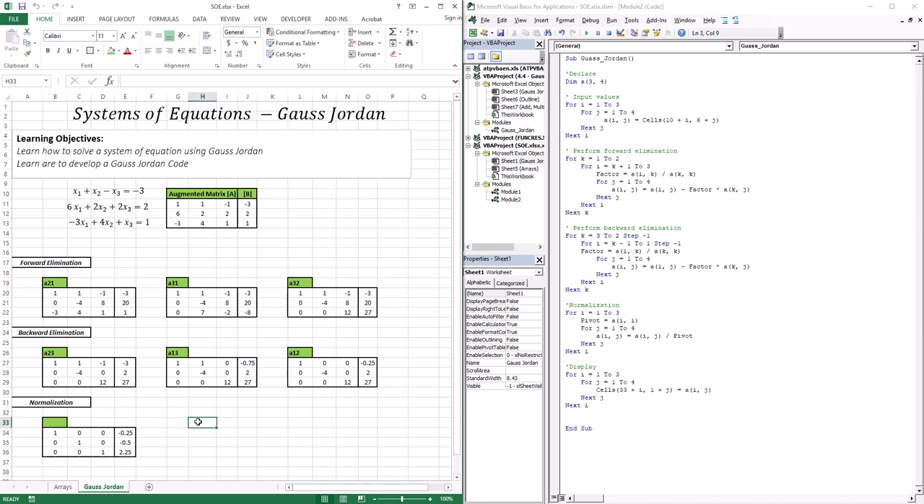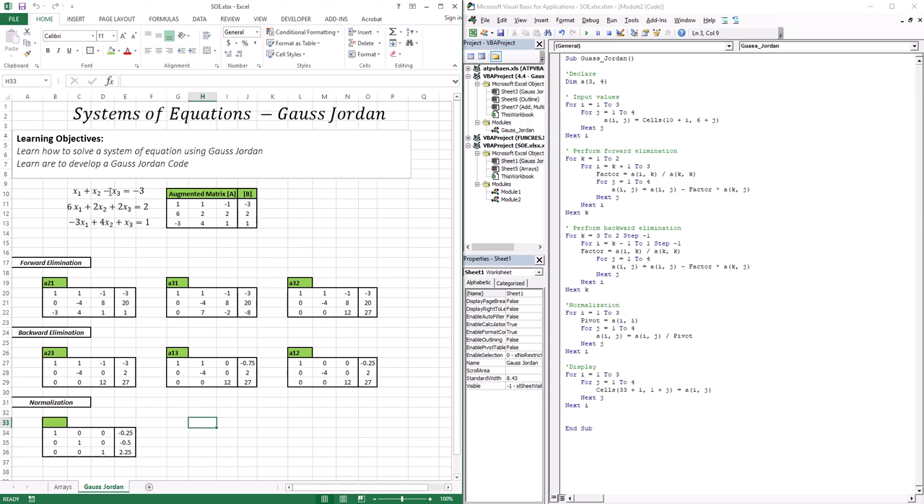Okay, so let's go ahead and go through the code of how to write a Gauss-Jordan. It's very, very similar and very simple. If you know Gauss elimination, this is not going to be an issue at all to learn. This is the matrix that I'm going to be dealing with.